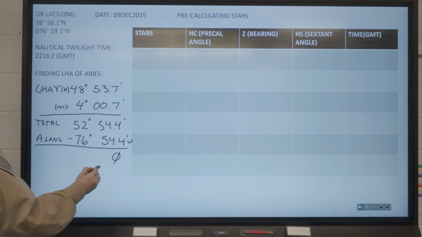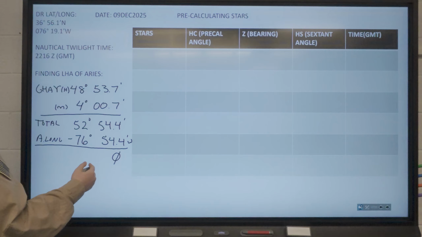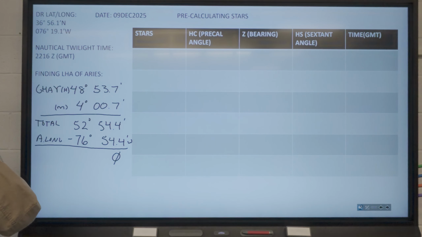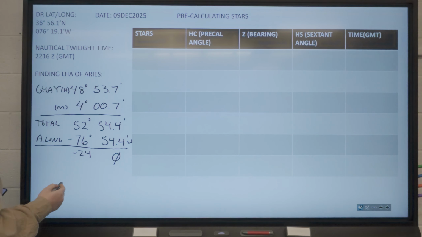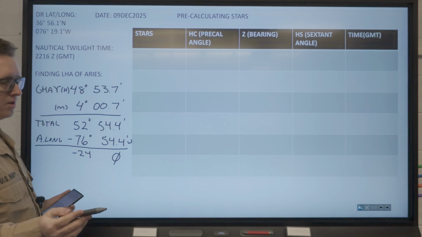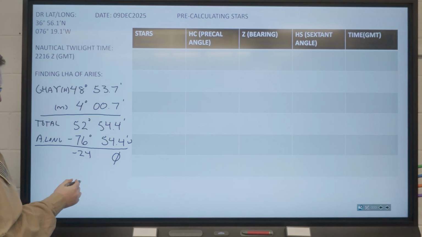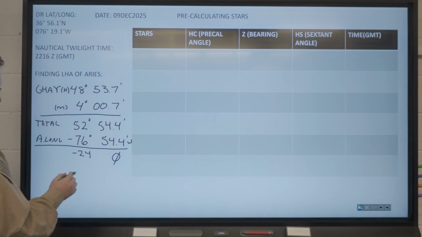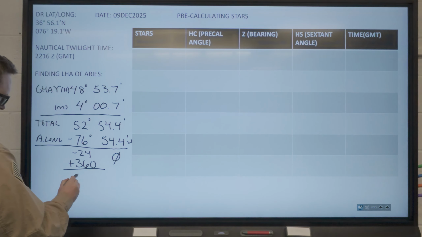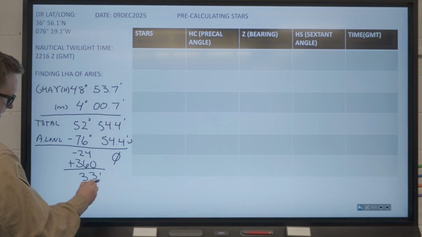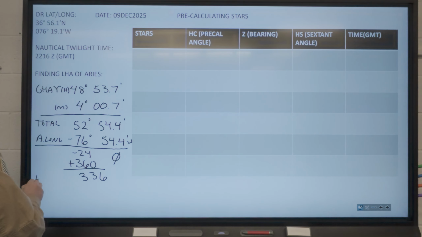This zeroes out because we want a whole degree of LHA when we go into the publication. And all you're going to do is 52 minus 76. You obviously get a negative number, negative 24. Since GHA starts over, LHA starts over once it hits the prime meridian, it's a full 360, so you're going to add 360 to it to make it positive, making our answer 336 LHA of Aries.